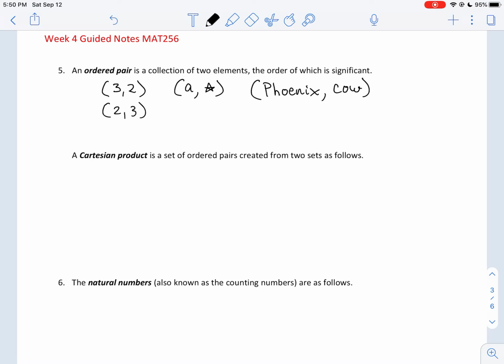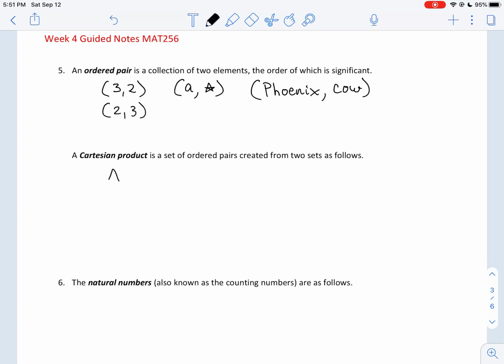Collection of two elements, the order of which is significant. So it's not saying the same thing as a set of two elements, because when you say a set of two elements, and I put it in curly brackets like this, {A, star}, as far as sets are concerned, this is the same set as {star, A}. Right? So order doesn't matter when we're talking about sets, but order matters when you're talking about ordered pairs. That's why we're considering these two as two different ordered pairs, even though those two would be considered the same set.